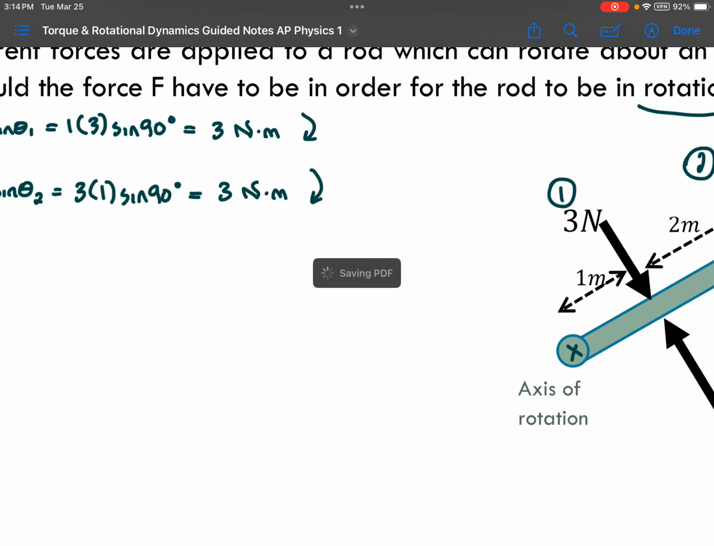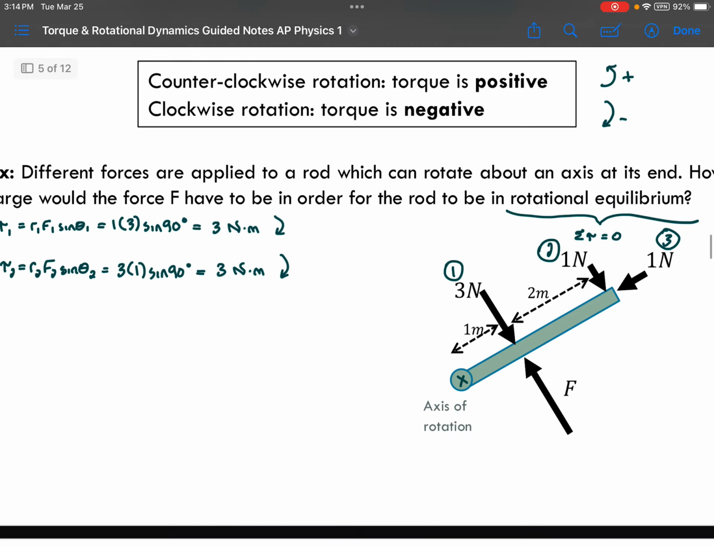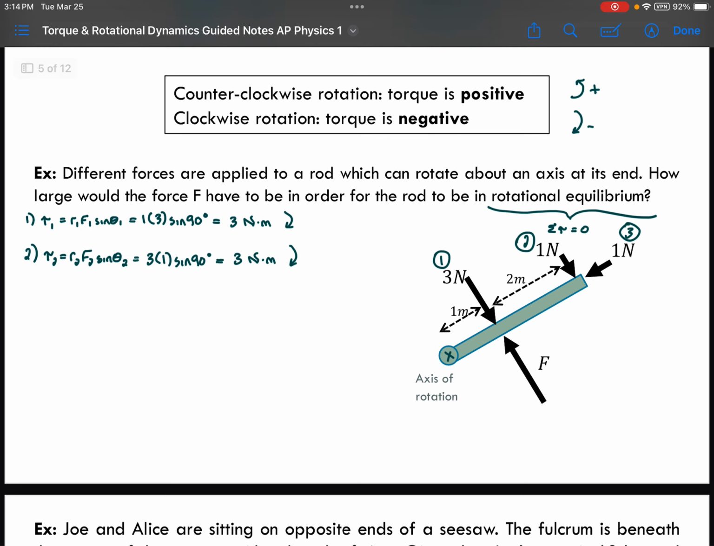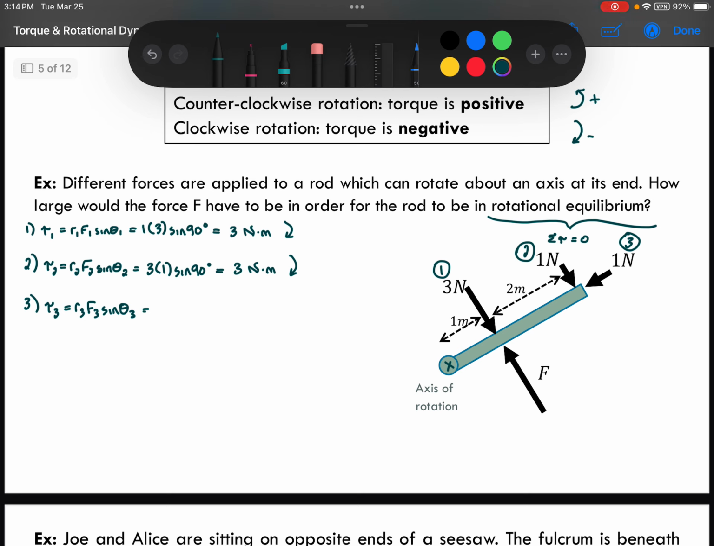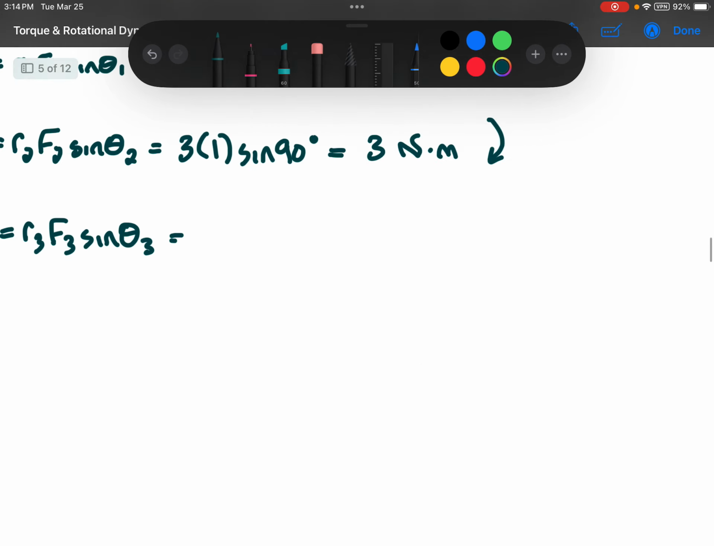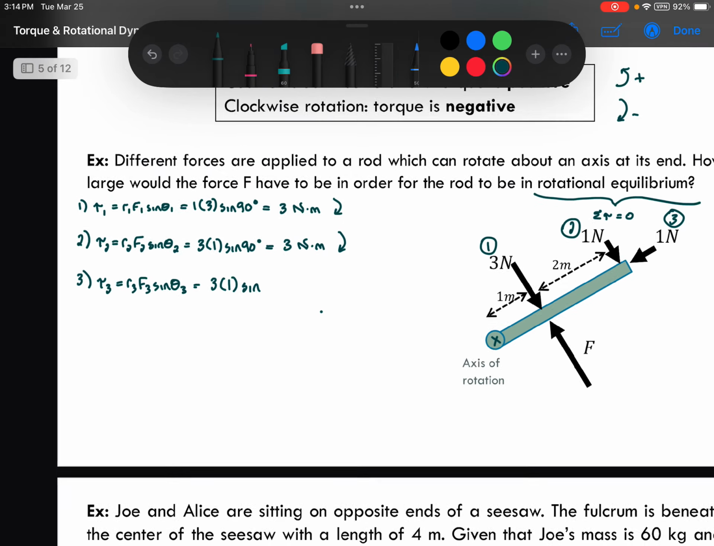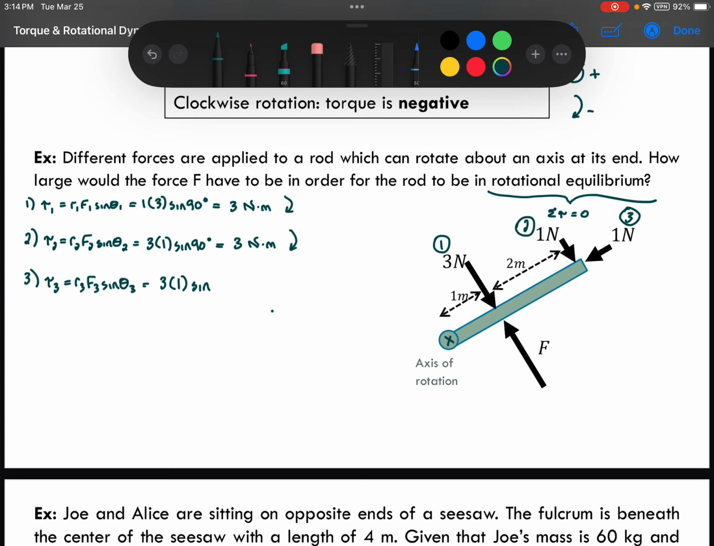All right, there's our first two. Repeating the process for our third known force here. So tau 3 is R3, F3 sine theta 3. All right, the distance, well, it's also all the way at the end of the rod, so 3 meters away. The force here is also 1, but we want to be careful of the angle. So 3 times 1 times sine. This one is not perpendicular to the lever arm.